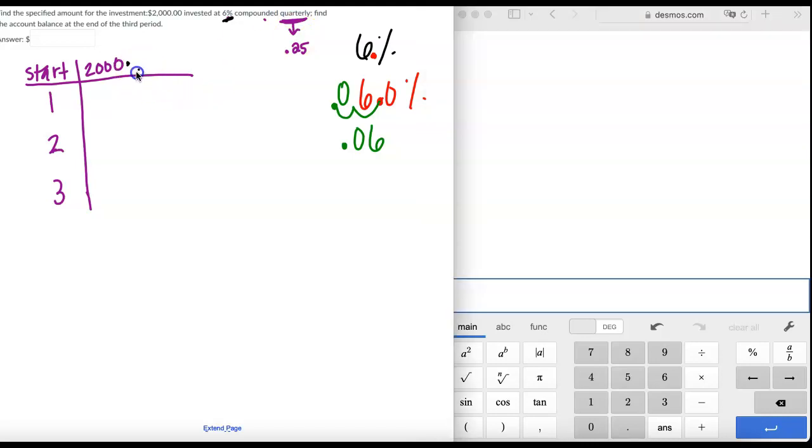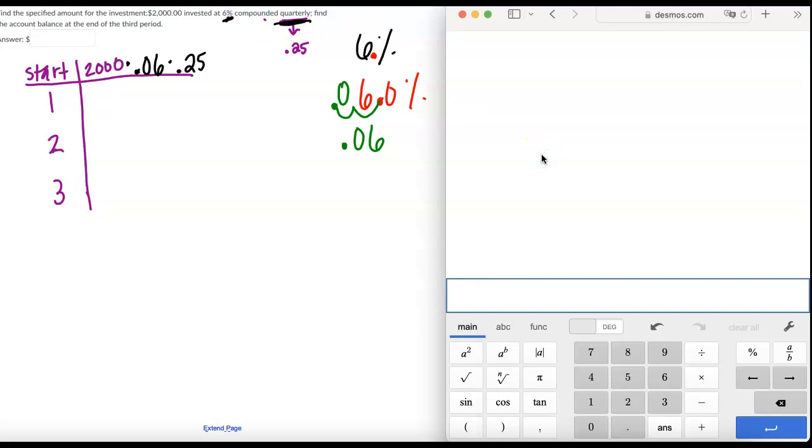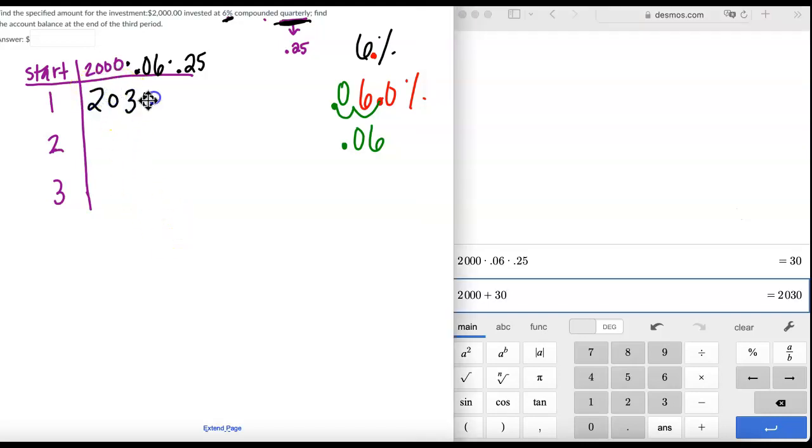Okay, so I'm going to multiply by 0.06, that's the percentage, and then the quarterly, which is 0.25. So that means I want to take the percentage, but only quarterly. So I type in 2,000 times 0.06 times 0.25. That's the interest. My interest is $30, and I'm going to add that to my balance. So after the first period, my new balance is $2,030.